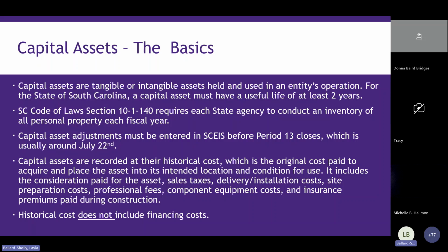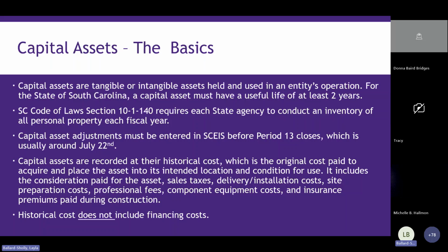Capital assets are recorded at their historical cost, which is the original cost paid to acquire and place the asset into its intended location and condition for use. It includes the consideration paid for the asset, the sales taxes, delivery and installation cost, site preparation costs, professional fees, which can include legal fees, title costs, surveying fees, engineering fees, architectural fees, anything like that.